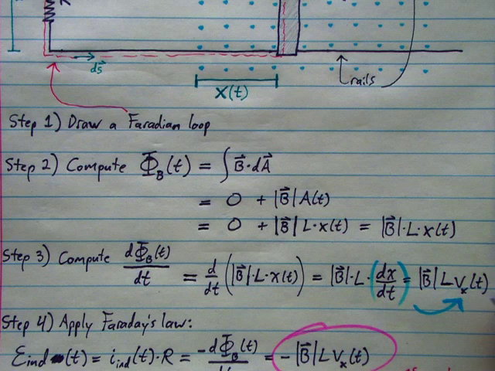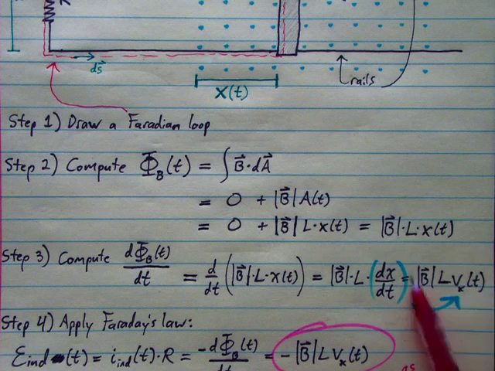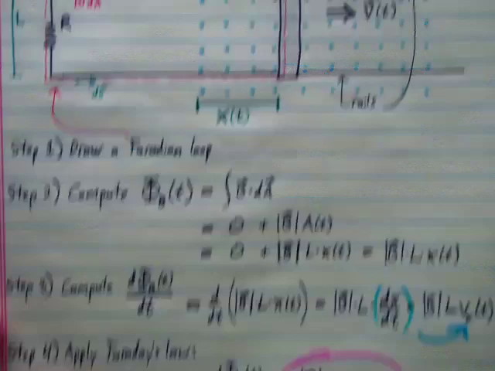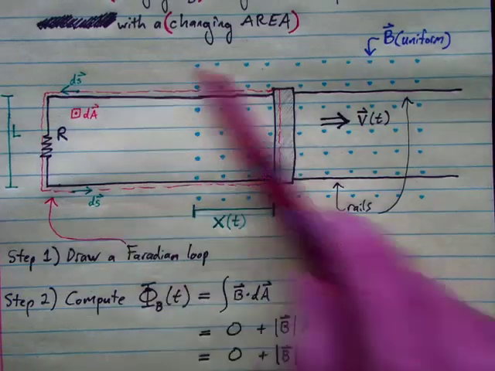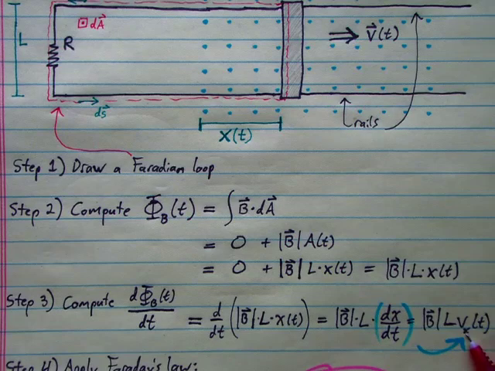So as long as the bar is moving, as long as v is non-zero, the flux is changing. And a changing flux we know will induce an electric field, which will induce an EMF around this loop, which will induce a current around this loop. All comes from this changing flux.